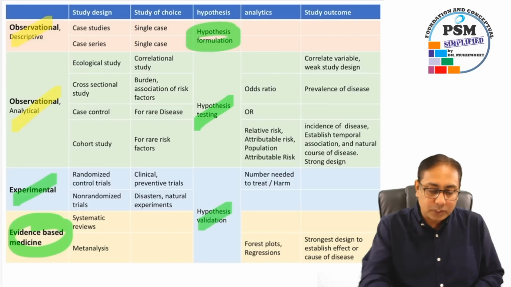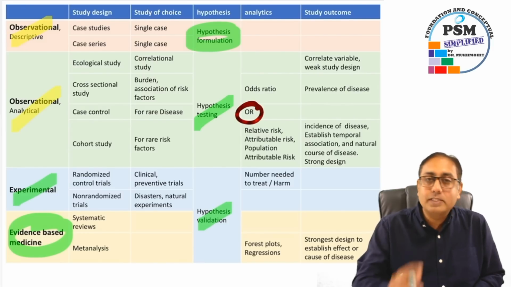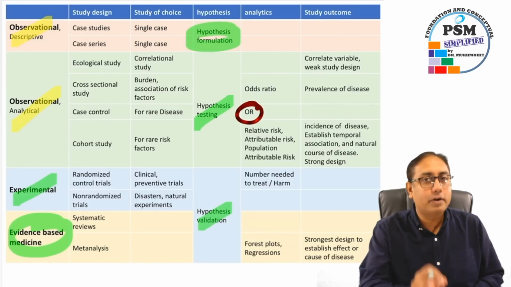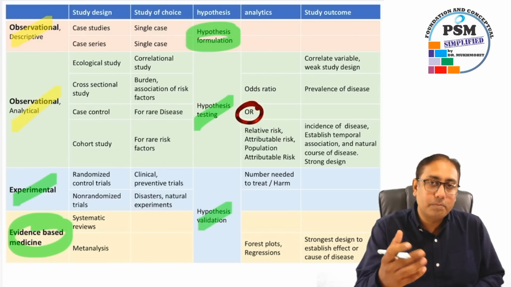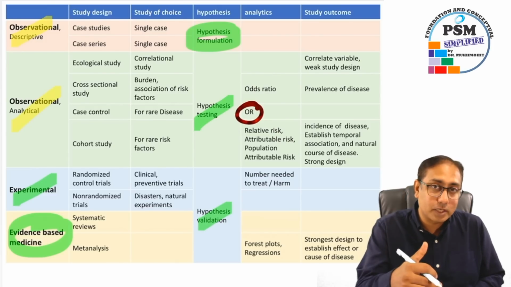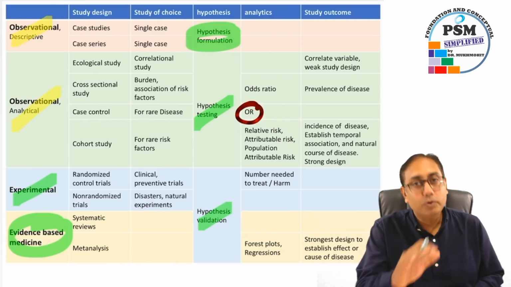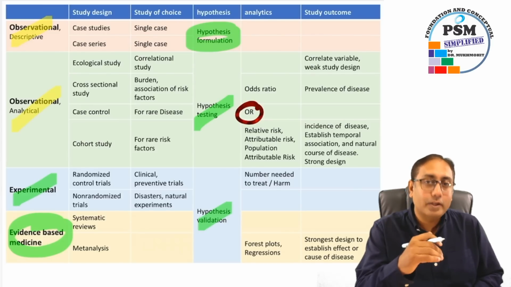Where do you find odds ratio? If you get the single best answer, odds ratio can be found out in a case control study. But yes, we can also take out the odds ratio in a cross-sectional study. But of course, no odds ratio can be found out in a cohort study.